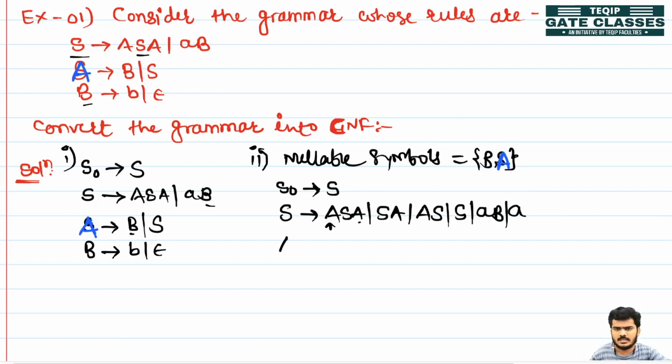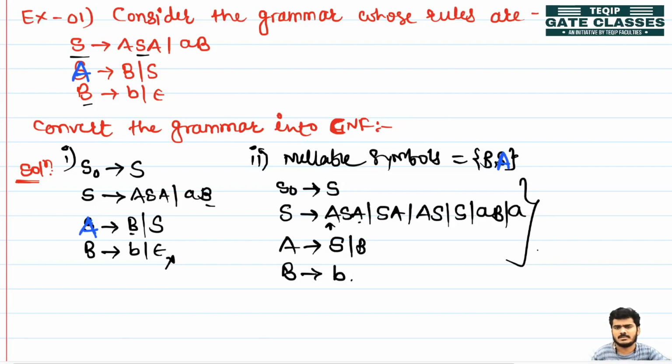Next, A is producing capital B or S. So A is producing S, and with nullable variable is B, and without nullable variable is nothing. And finally, B is producing small b. So we have removed this epsilon, and similarly we have removed A producing epsilon. So A is directly producing small b now. So we got this grammar after the removal of epsilon productions.